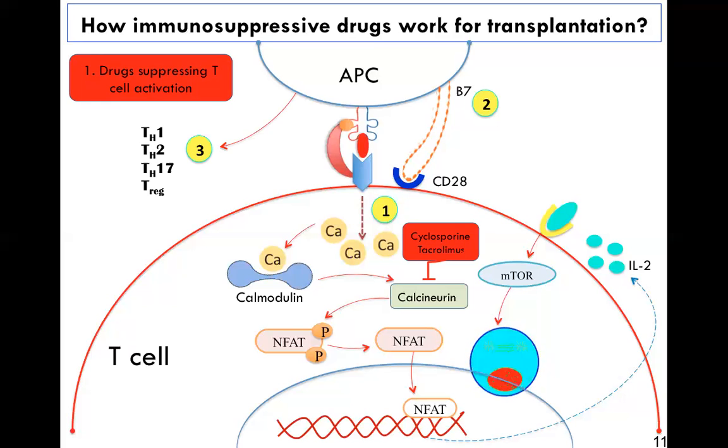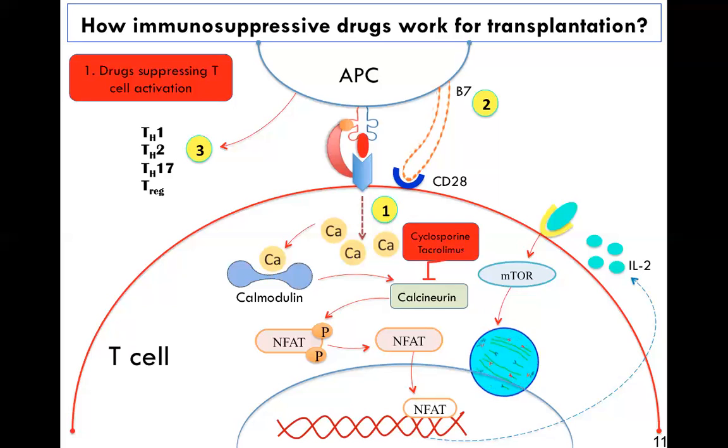Tacrolimus and cyclosporin inhibit this phosphatase. If they inhibit this phosphatase, you can understand what will happen: NFAT will not be dephosphorylated. If it is not dephosphorylated, it will not move toward the nucleus, it will stay inside the cytoplasm. So the whole process, like the secretion of IL-2, then binding and mTOR activation, will stop. So there is no activation of T cells or clonal expansion of the T cells.